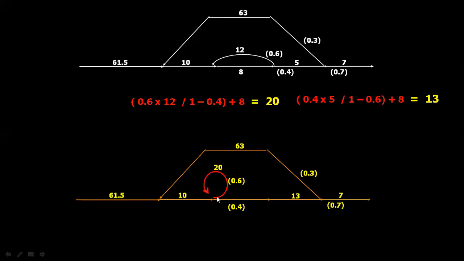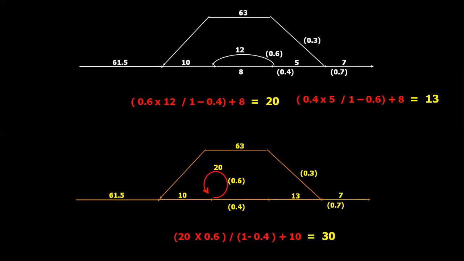So to come to this, we can go in this way. Now to remove this particular inner loop, what I have to do is 20 into 0.6 by 1 minus 0.4. Of course, 1 minus 0.4 is 0.6, so this will get cancelled, and we will be left with 20. But to come to this particular point, we have to travel a distance of 10 because this is in the loop. So the value of this particular loop will be 30. It is not 20, it is 30.